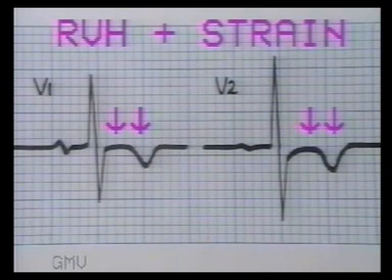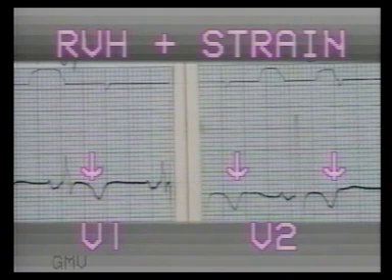A similar strain pattern may be seen in right ventricular hypertrophy due to pulmonary stenosis. Leads V1 and V2 will show depression of the ST segment and inversion of the T waves. In this ECG, leads V1 and V2 show prominent R wave of right ventricular hypertrophy and strain pattern with ST segment depression and T wave inversion.